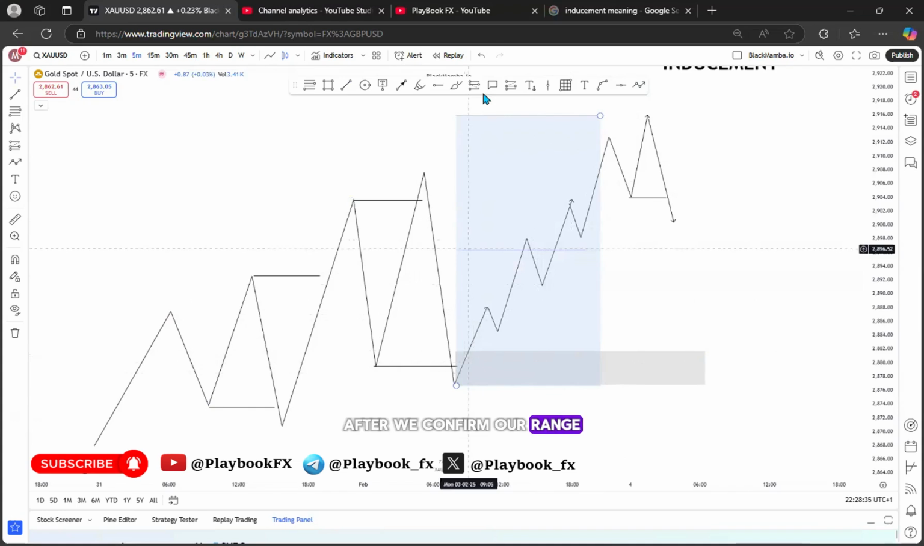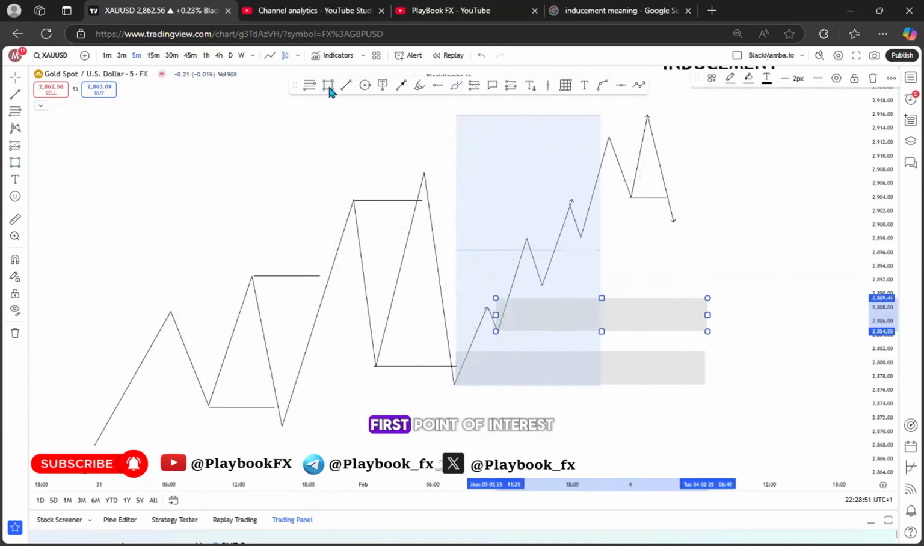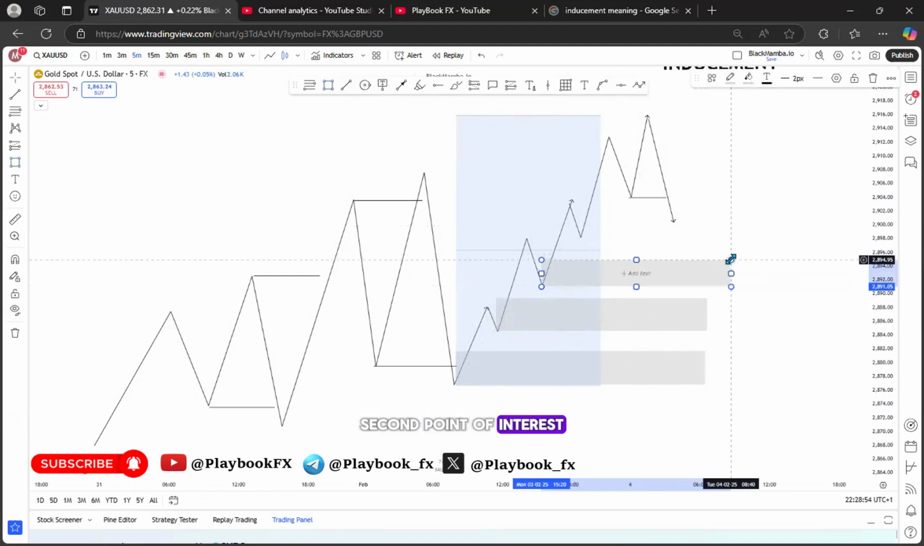After we confirm our range, since this is an uptrend and we don't want to trade against the trend, we want to look for buys inside this level. Now we have like three points of interest. First point of interest, second point of interest, third point of interest. So which one are we buying from?